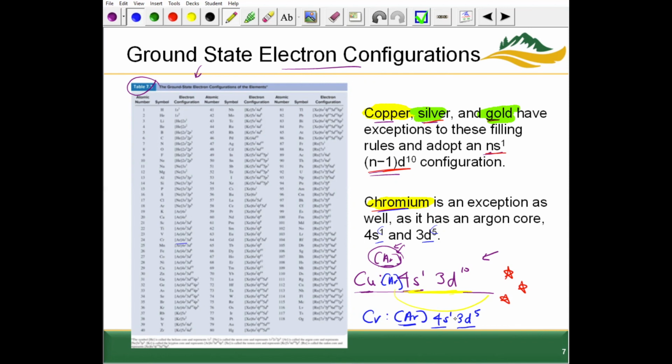Again, why did we fill up 4s1, so 1 electron in 4s and 5 in 3d, rather than completely filling 4s? Well, 4s is one orbital that can hold up to 2 electrons. So if we were to fill chromium like we would expect, we would do 1, 2, then there'd be 6 more to account for, so 3, 4, 5, 6. That leaves this one orbital of d empty.